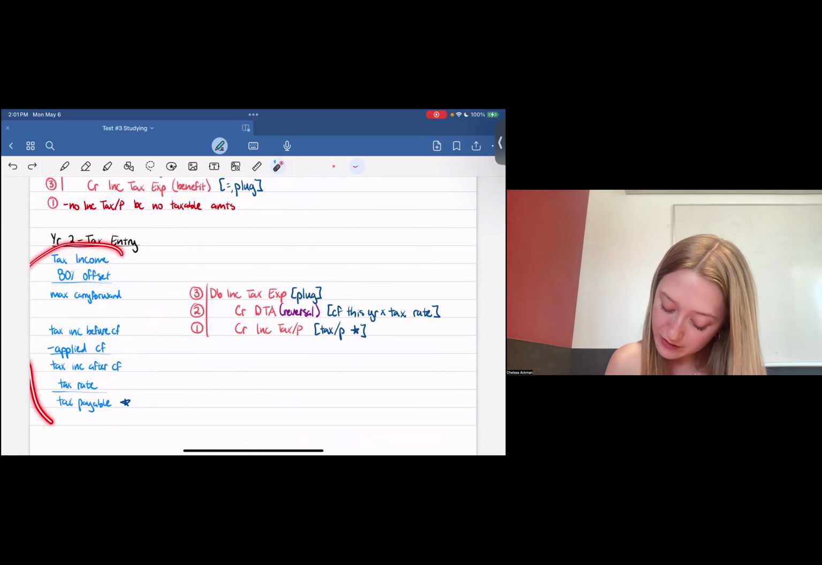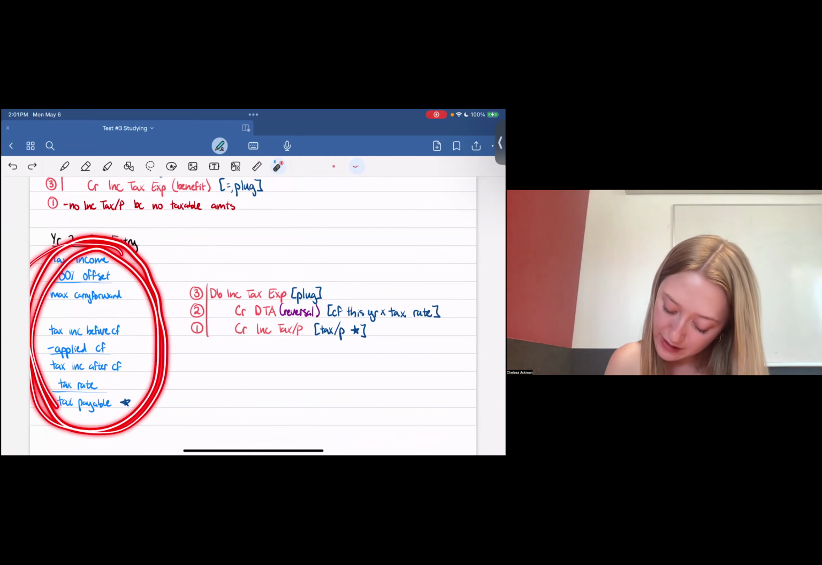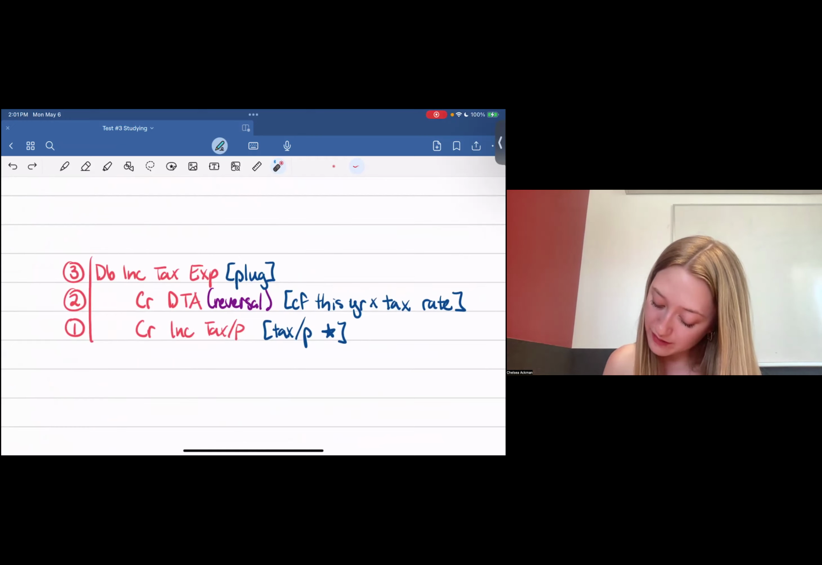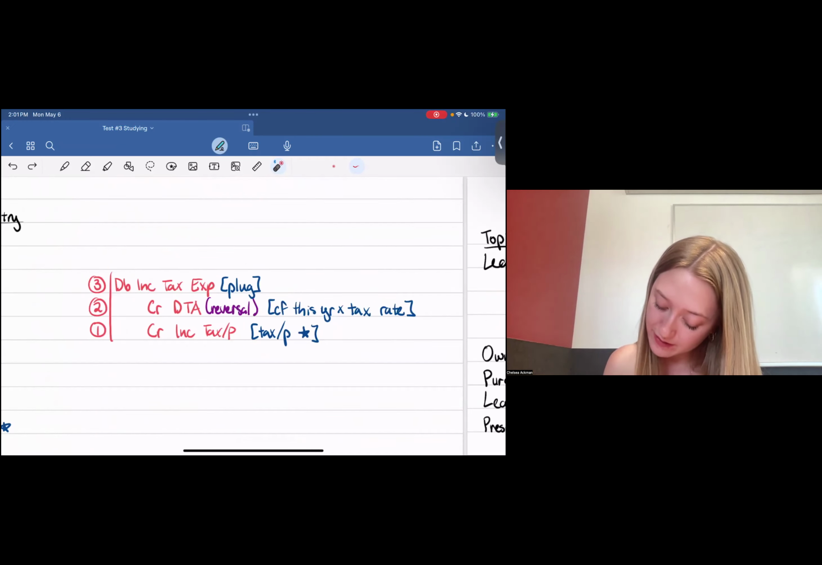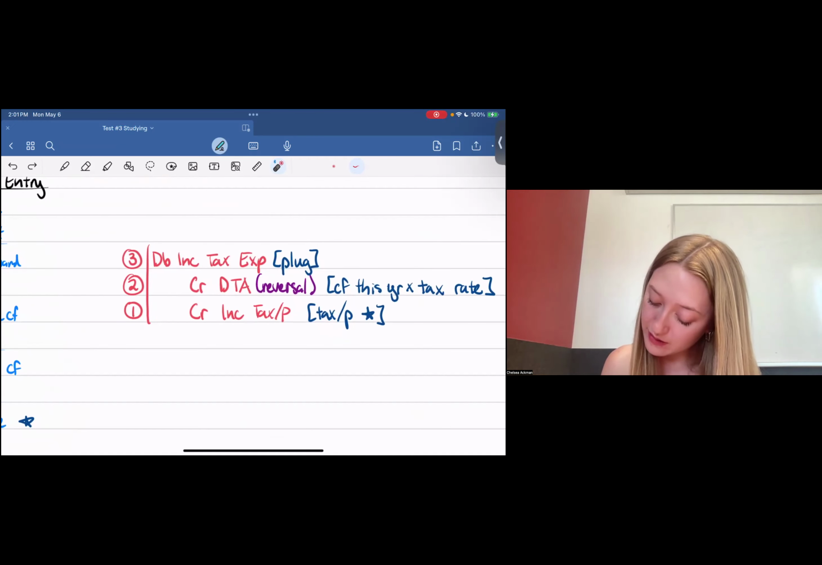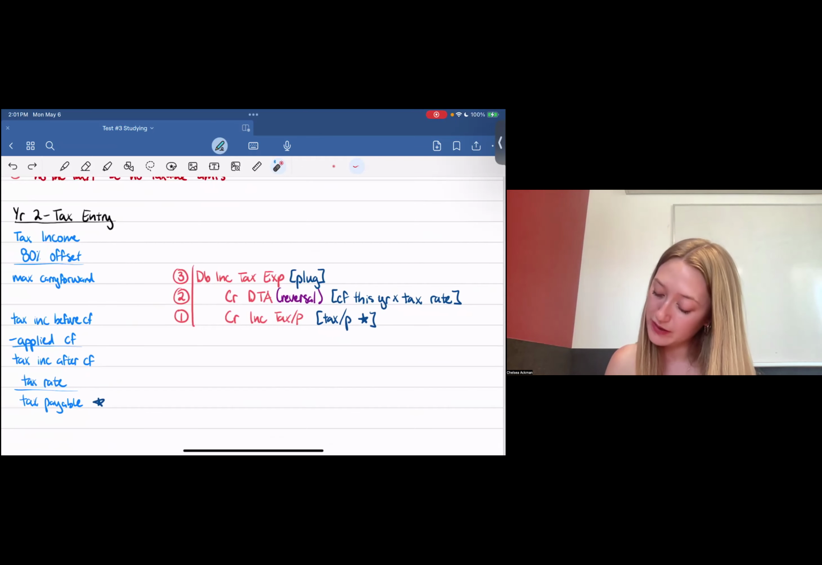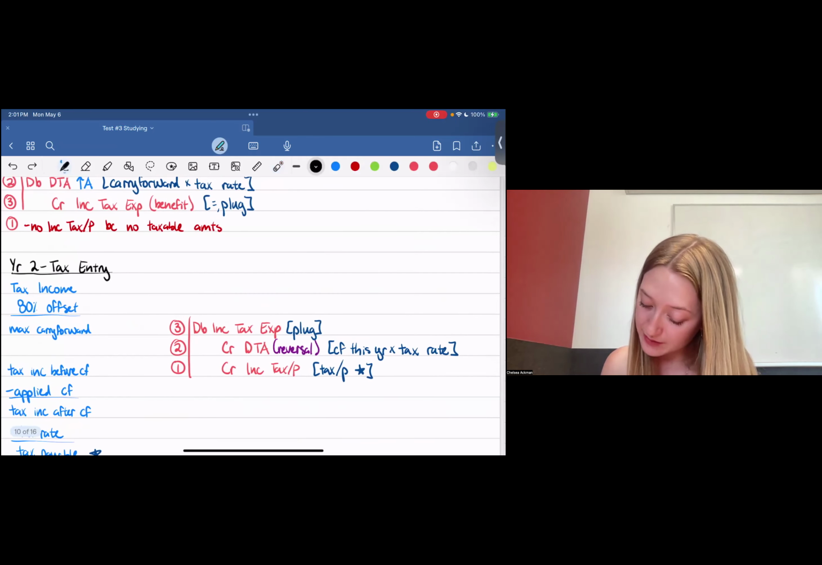And then for our tax entry, after we do all of these calculations, we find the credit to income tax expense with this given amount, and the credit to the DTA to reverse it, which is the carry forward this year times the tax rate.